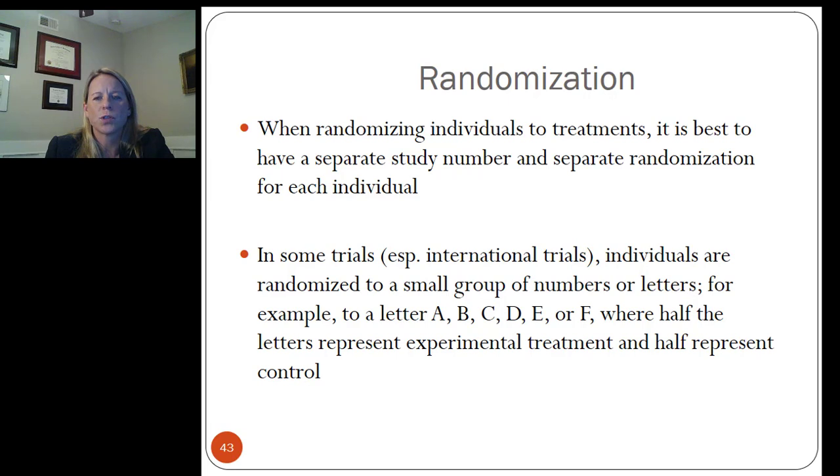Now, when randomizing individuals to treatments, it is best to have some separate study number or separate randomization for each individual. And oftentimes in clinical trials that involve multiple research centers or sites, individuals are randomized to small groups of numbers or letters. For example, they may have letters A through F in that trial, where half of the letters represent the experiment and half represent the control. There are various approaches to this, and the whole goal is to essentially reduce the likelihood that the researcher would be able to predict the next treatment assignment for the patient that they're currently enrolling.